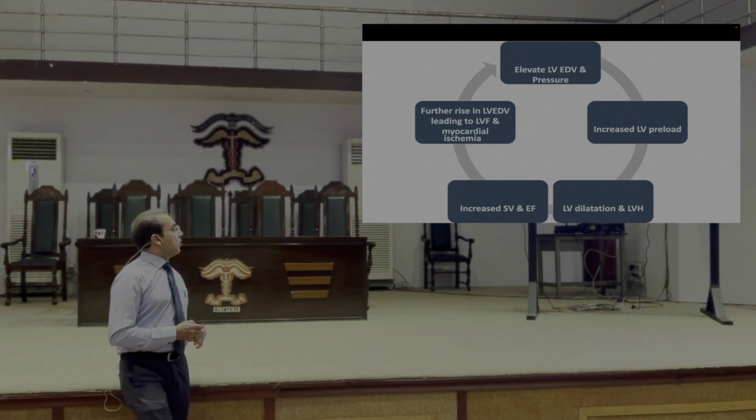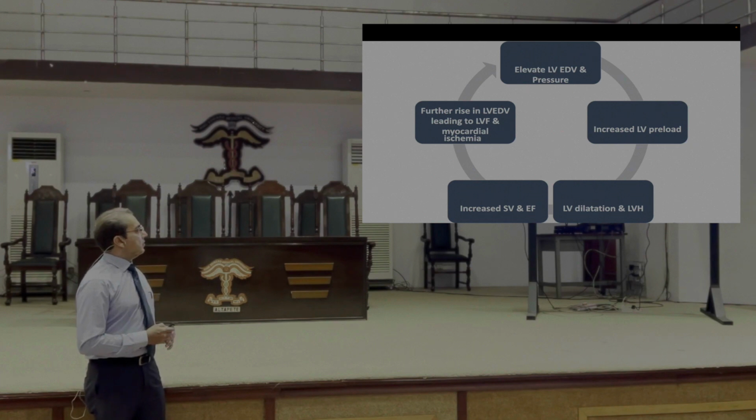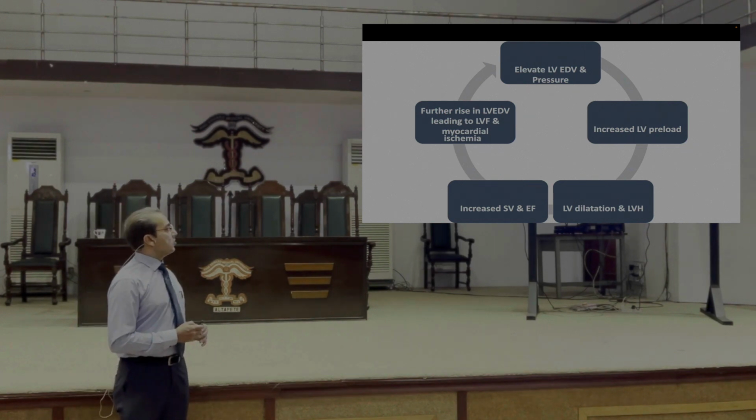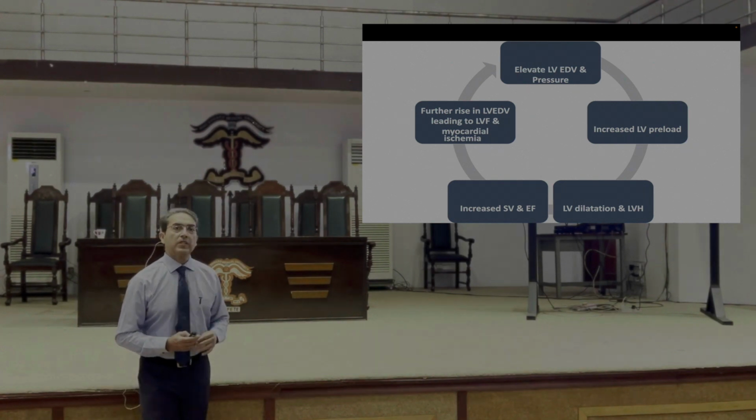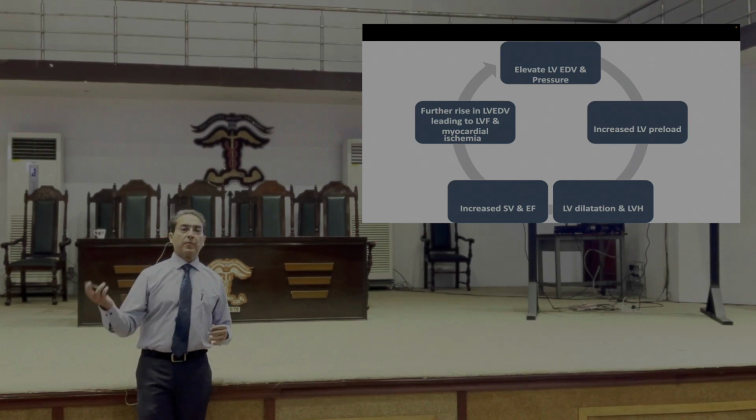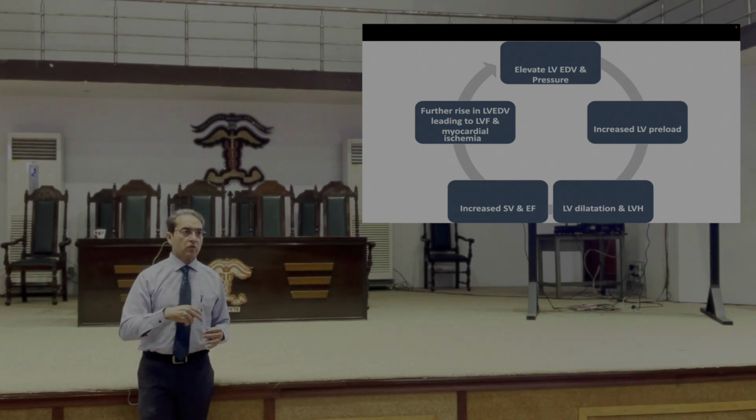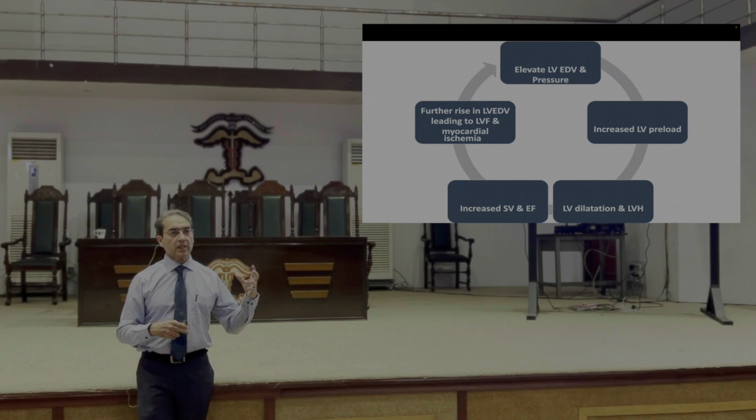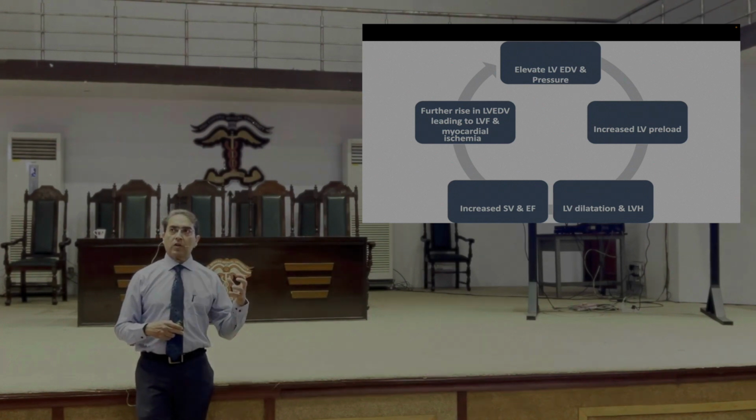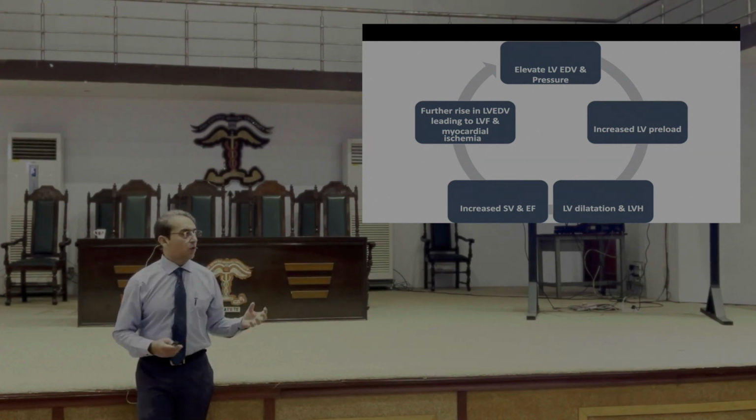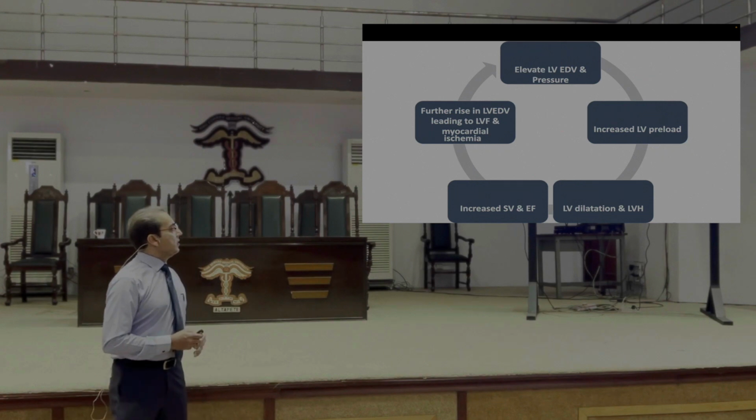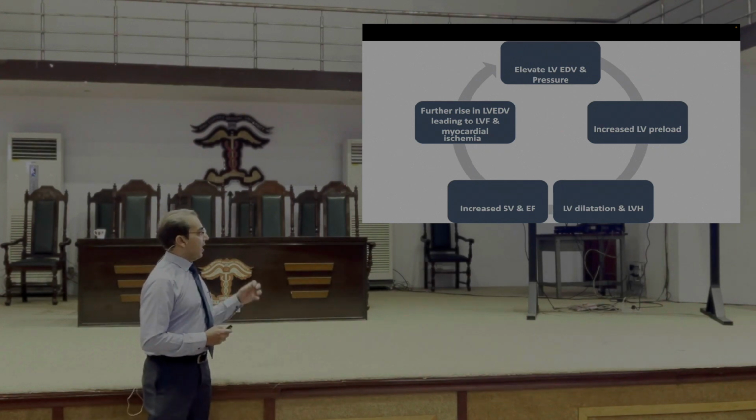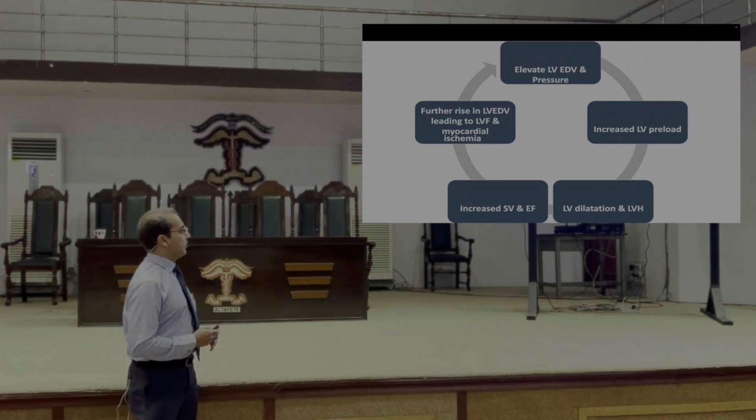Now what happens in aortic regurgitation? Elevated LV end diastolic volume and pressure. The blood comes back into the left ventricle, so the end diastolic volume increases. As the end diastolic volume increases, the end diastolic pressure will also increase. There is increased LV preload, LV dilatation and LV hypertrophy.